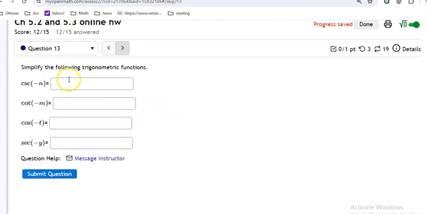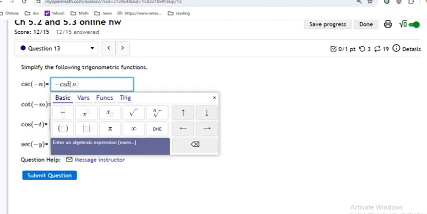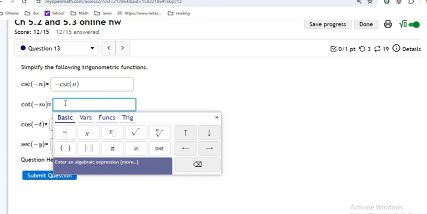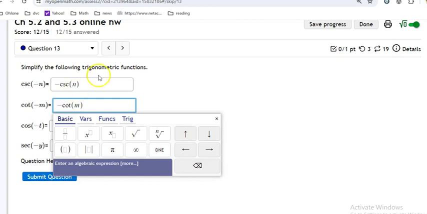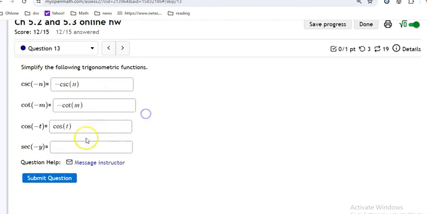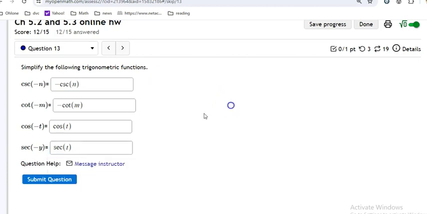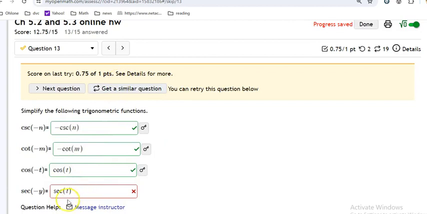13, so use the odd and even identities. Cosecant is an odd function, so you can move the negative outside: negative cosecant n. Cotangent is also odd, so it's negative cotangent m. Cosine is even, so we say cosine t. I don't need the negative. Secant is also even. Secant and cosine are even. Oh, it's a y, sorry.